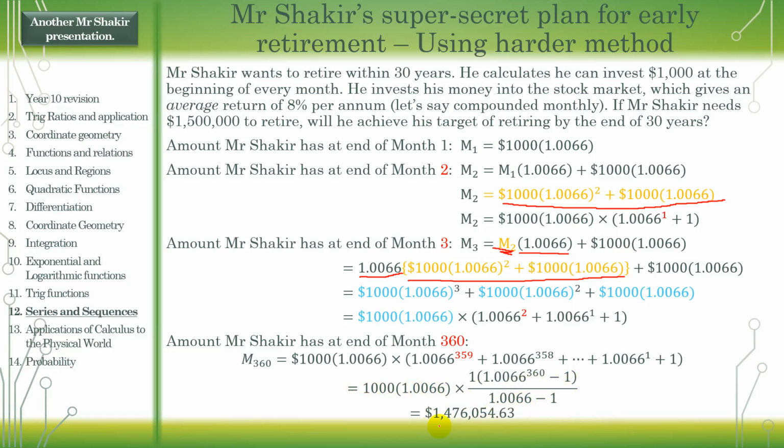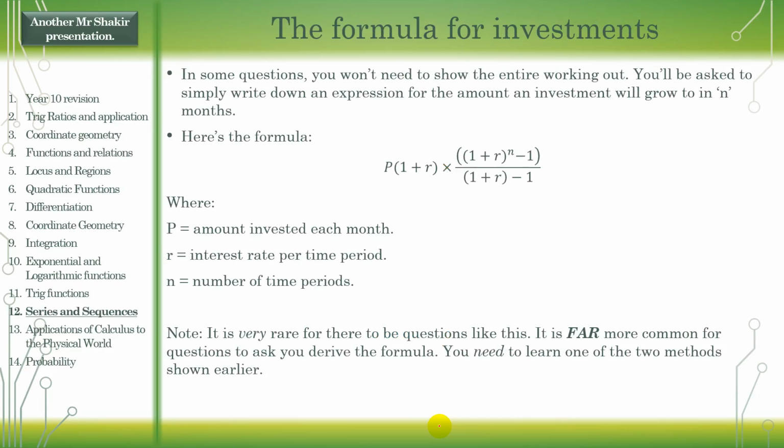So will Mr. Shakir have 1.5 million? No, he won't have 1.5 million, but he'll be damn close. He'll be very, very close. 1.47 million. You know, I think that's good enough, to be honest, for Mr. Shakir to retire. Alright, so the formula for investments is given over here.